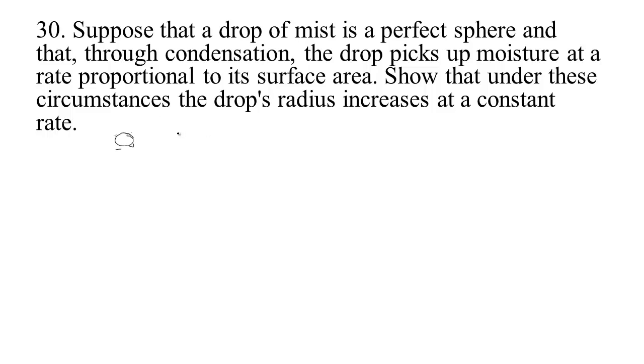So I guess that would mean the volume is going to be 4/3 pi r cubed, and we're told that dV/dt is proportional to the surface area, and the surface area is 4 pi r squared. Now I think this would be enough to find out how the radius is increasing. Let's look at that.